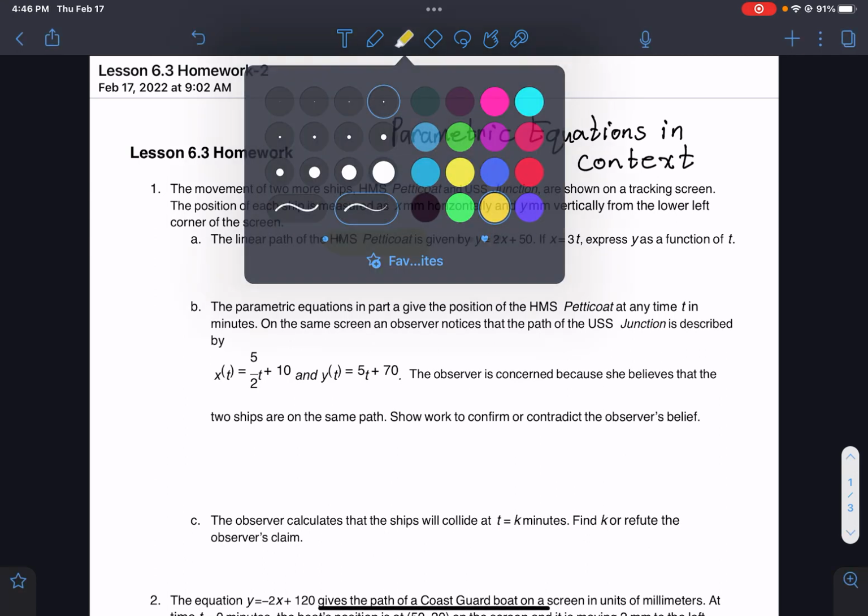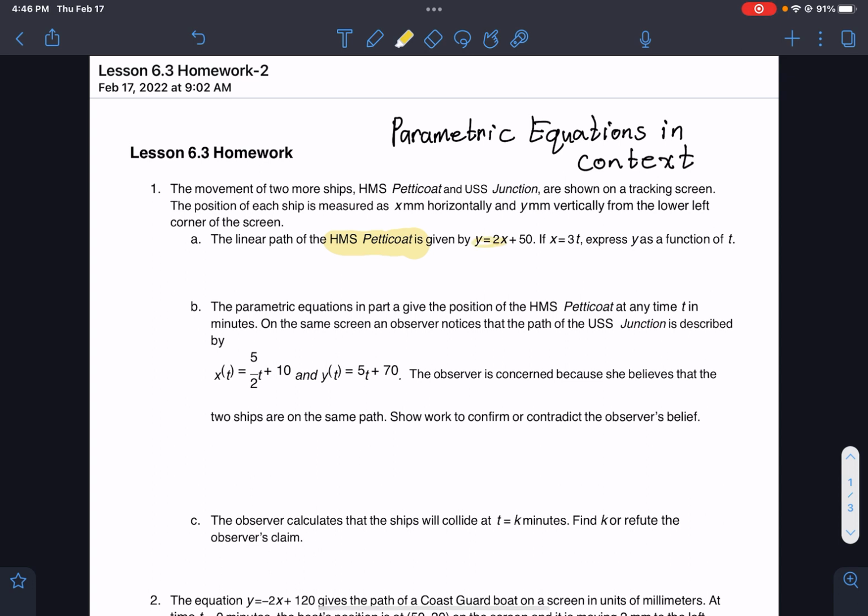And we know that the linear equation, or the rectangular equation, is y equals 2x plus 50. And one of our parametric equations given with the parameter t is x equals 3t. So our goal is pretty much to find out what is y equals blank in terms of t.